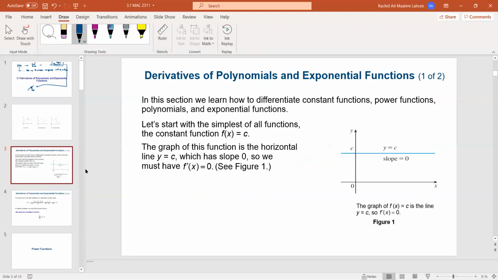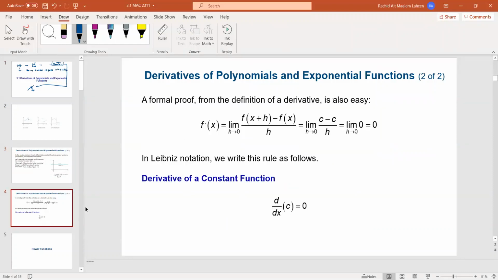So the first basic one we'll start with is the constant function. As you see, the constant function here, its slope is 0. So that should give you that the derivative of the constant function is 0. So that's the first one we need to know.